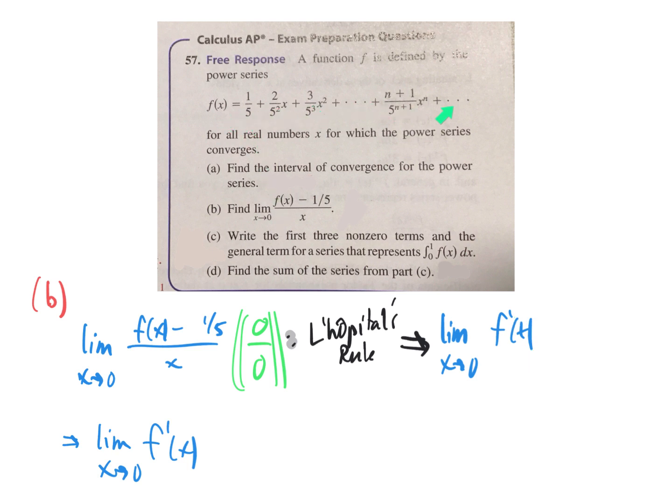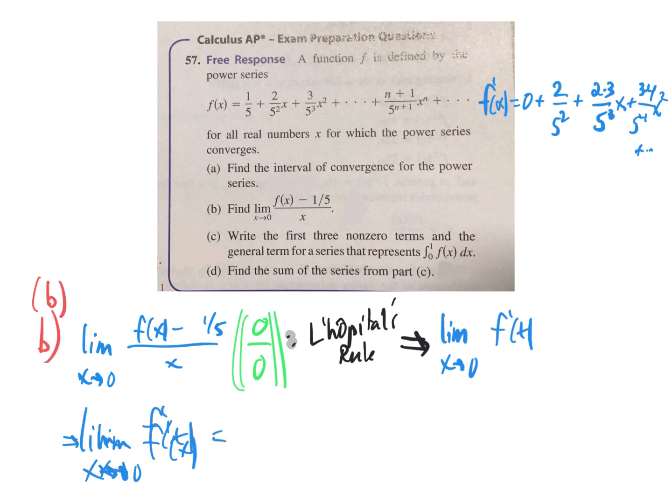f prime equals, we could find the rule for it with summation notation, but let's just take a look at a term-by-term basis. The first derivative of the first term is 0, then the derivative of that term, the derivative of the third term, the fourth term. And notice every term has an x in it, except for this term. So, as x approaches 0, f prime of x approaches, all these terms with x's in them are zeros, so just 2/25.